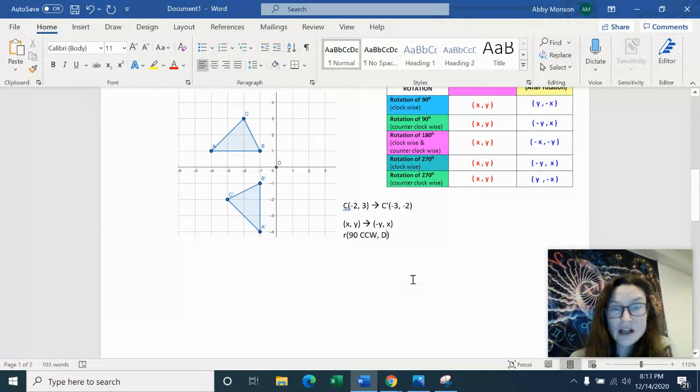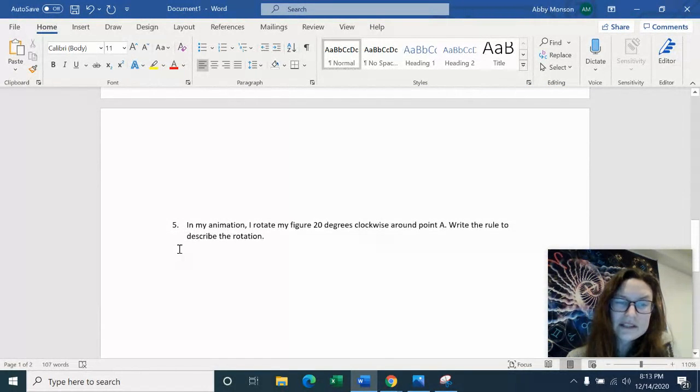If we wanted to write a clockwise rule, we'll just do it for fun. We would do r, and then this one we said matched up with the 270 degrees clockwise. So you could say 270 clockwise. And again, we went around the origin, which is point D. Let's do one more example.